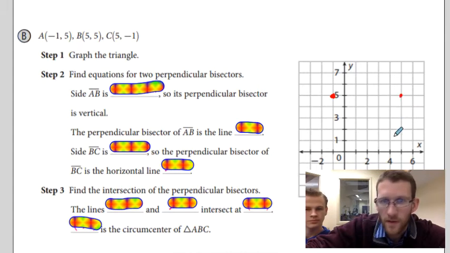Here's my points. And then 5, -1. Okay, I guess I can label these. That was A. This one was B.